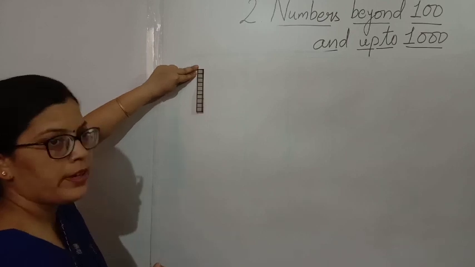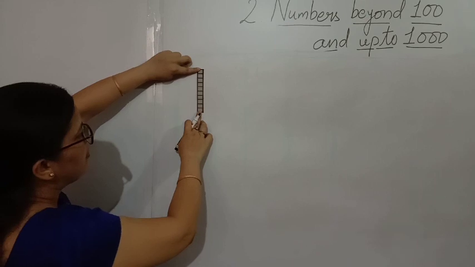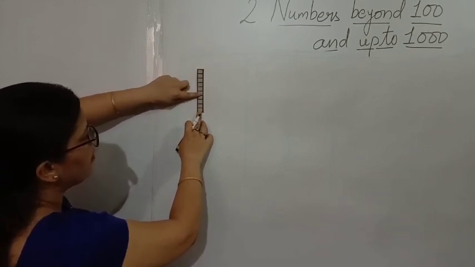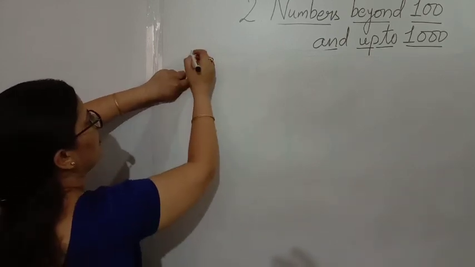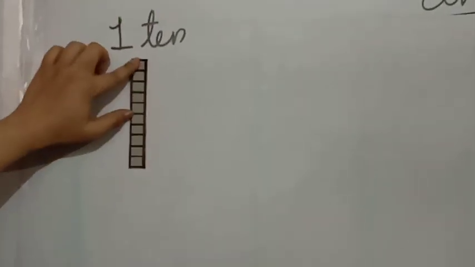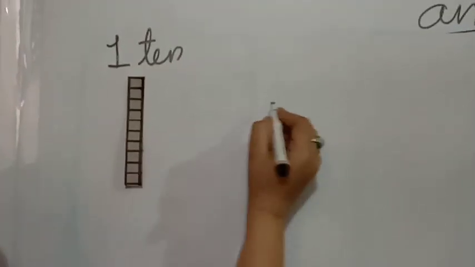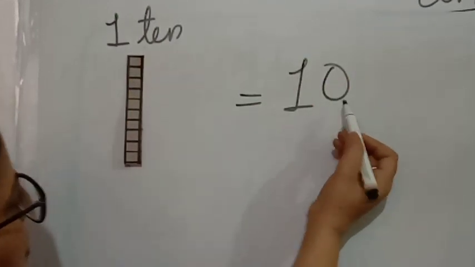See students, what is this? These are 10 blocks. 1, 2, 3, 4, 5, 6, 7, 8, 9 and 10. Only one line is there. We have 10 blocks in one single line. So we can say it is 1 ten. And what is 1 ten? It is 10. 1 ten is equal to 10.